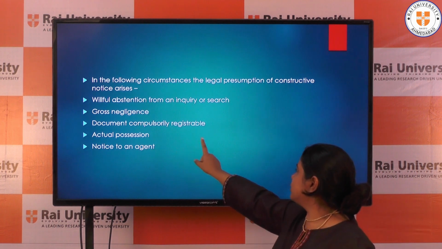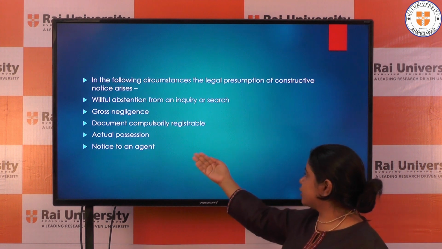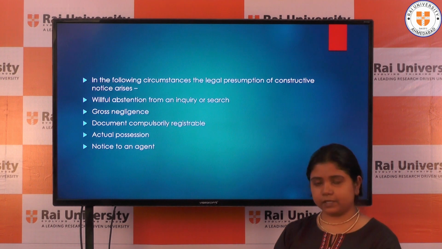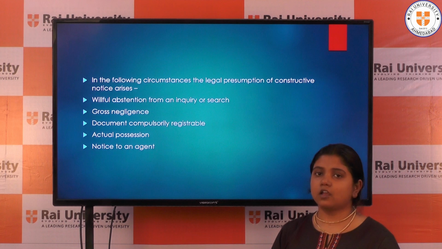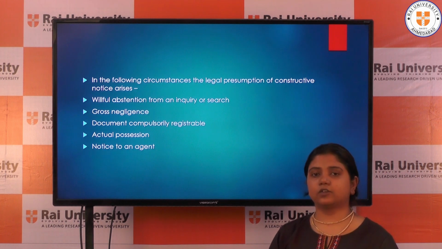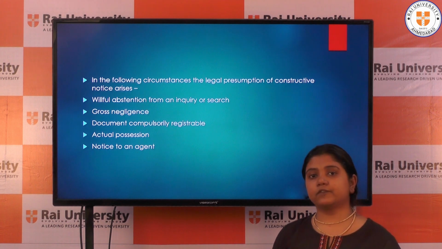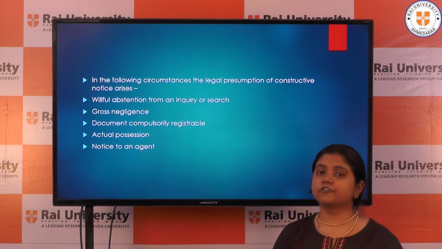The next thing is a document compulsorily registrable. I have already given the example of that. And the next is actual possession. What does actual possession mean? For example, if a property belongs to A in a case and the property is possessed by B, and A directs the sale of the property to a particular person, that person is liable to inquire why that property is in the possession of another person. It is the liability of that transferee to know whether this property belongs to A or not.